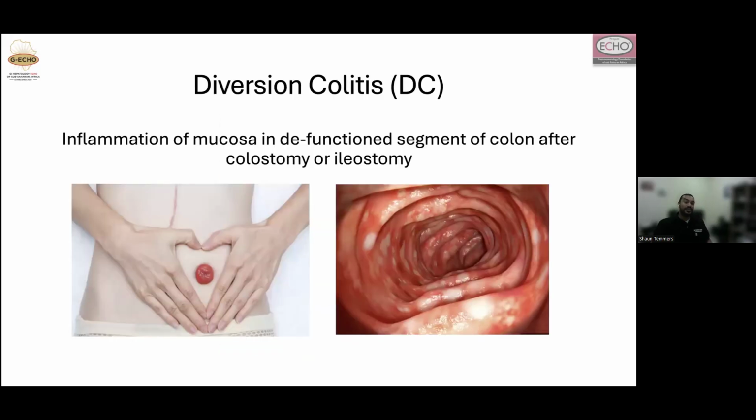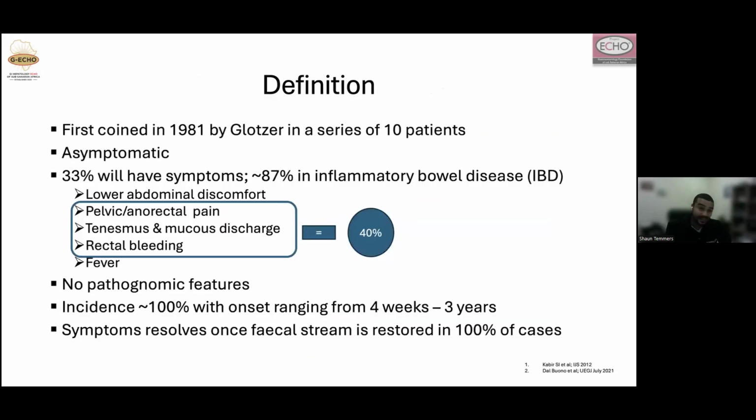We'll move on to diversion colitis. And again, the definition here is inflammation of the mucosa in the defunctioned segment of the colon after either a colostomy or an ileostomy. It was first coined in 1981 by Glotzer in a series of about 10 patients. Importantly, all those patients were asymptomatic, but around 1/3 of them will have symptoms.